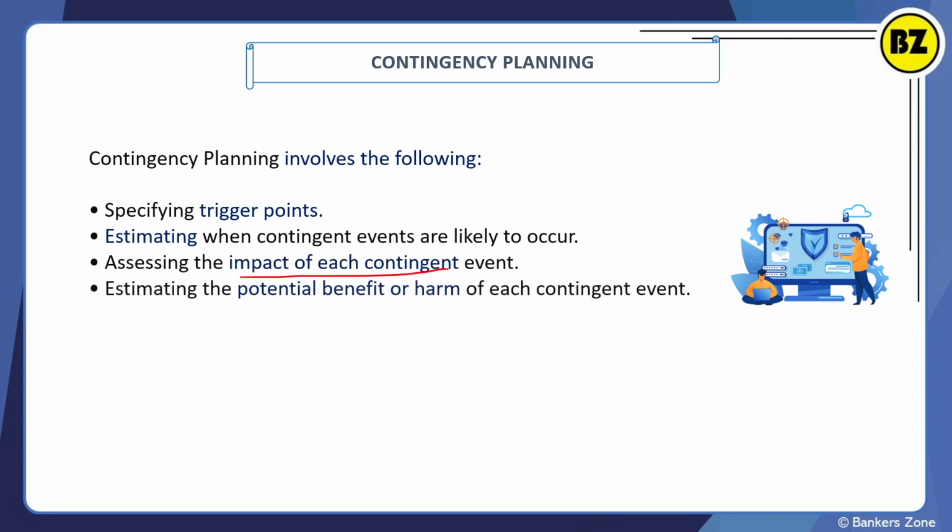Next is assessing the impact of each contingent event. We have to assess the impact. If there is a lot of flood, then what is the impact on my business? Then estimating the potential benefit or the harm of each contingent event. There can be benefit as well as harm. What is the benefit? How my competitors will lose, how I can have some advantage from the contingency, so that estimate must be there.